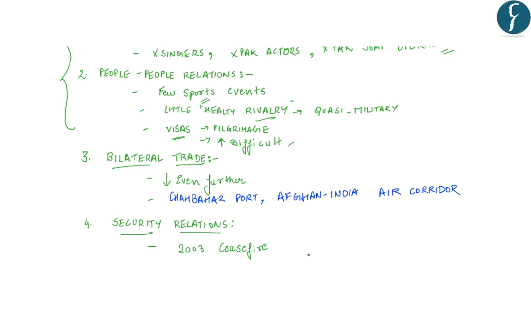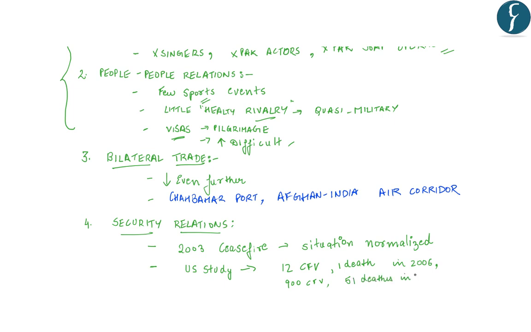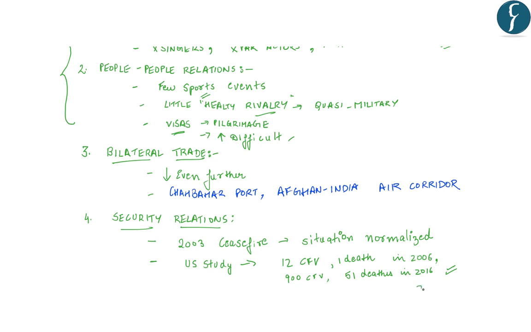Villages across the LOC had returned to their homes and they had started building schools, but the situation in recent times has worsened. According to a recent study by the United States Institute of Peace called A Line on Fire, from 12 ceasefire violations and 1 death in 2006, we have reached around 900 ceasefire violations and 51 deaths in 2016. Now, this is a real bad situation, and the statistics for 2017 are even poorer.